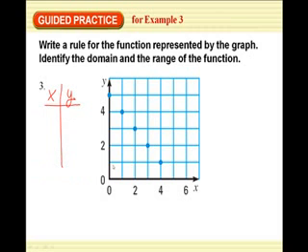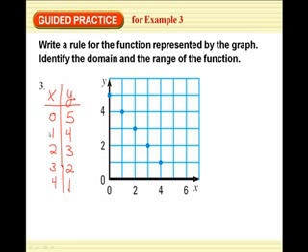I'm going to find the point. So 0, 5, 1, 4, 2, 3, 3, 2, and 4, 1.